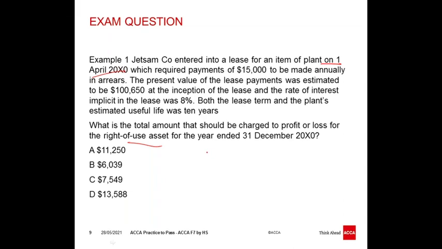So when we talk about the income statement, profit and loss, there will be two items. The first one is the finance cost, and the second one is the depreciation. Remember this point that we have acquired the asset on 1st April. So from 1st April to December, we need to book the finance cost for a period of 9 months, and depreciation also for the period of 9 months.